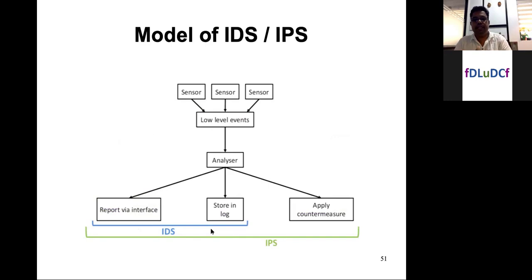The typical model of an IPS looks like this. We have sensors, which are monitoring points, that gather low-level events, and an analyzer which analyzes them, and then we can report and store them in the logs. If we only do that, that is IDS. If we apply some countermeasures, then it is IPS. So IDS only monitors, while IPS takes countermeasures. So IDS with the firewall is actually IPS.